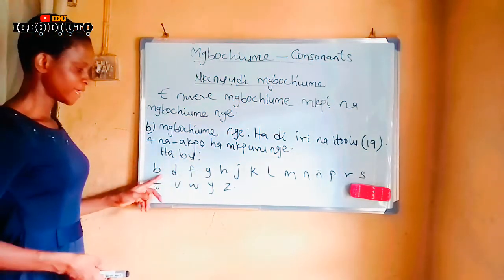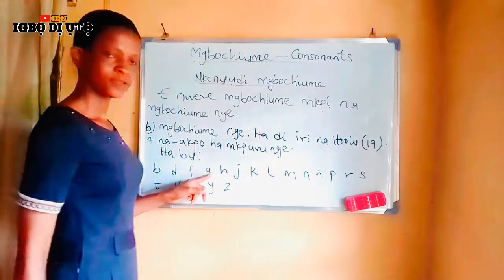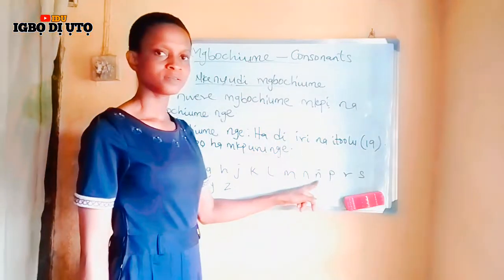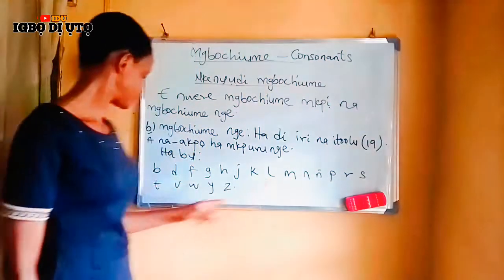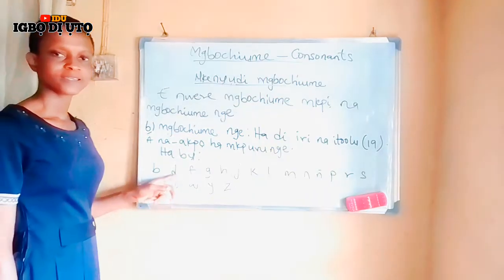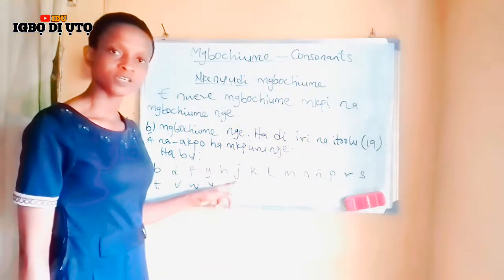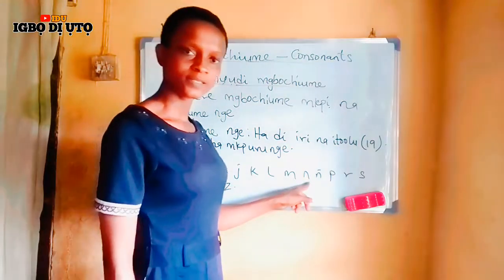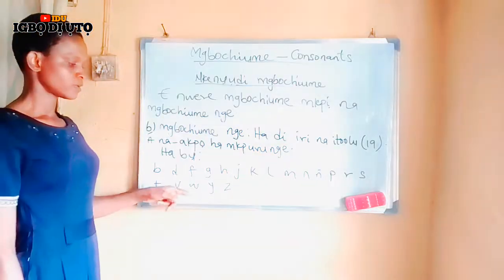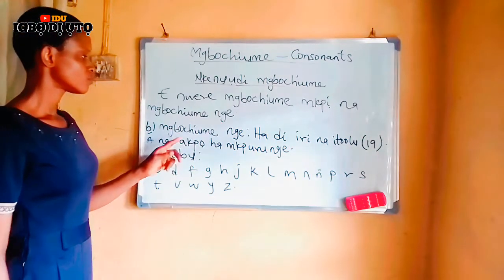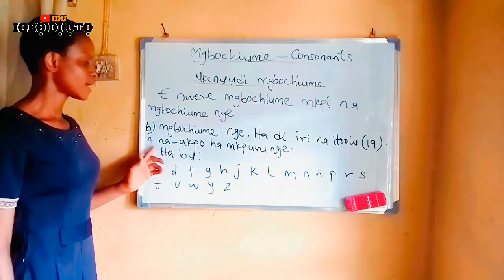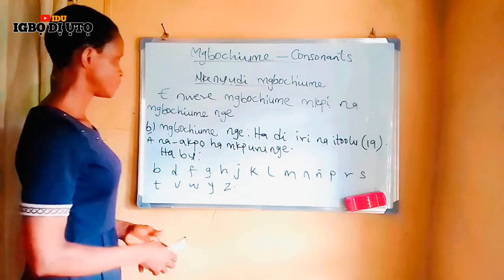They are: B, D, F, G, H, J, K, L, M, N, Ṅ, P, R, S, T, V, W, Y, Z. Mgbochiume nge. Ha dị 19. They are 19 in number. A na-akpọ ha mkpụrụ nge. So if you look on the board now, you see it.